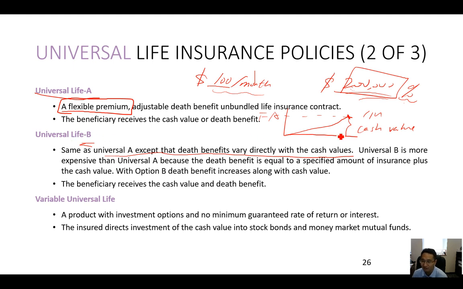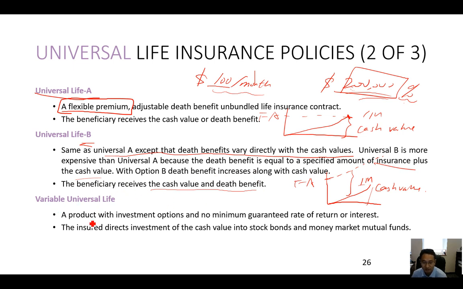However, for Universal Life B, it will be like this. This is your cash value, which will ideally grow, and this is your face amount. The face amount will grow together with it, so that the gap is always $1 million, or whatever you decided as the original face amount. Because the death benefit equals the face amount of insurance plus the cash value, the beneficiary receives both the cash value and the death benefit.